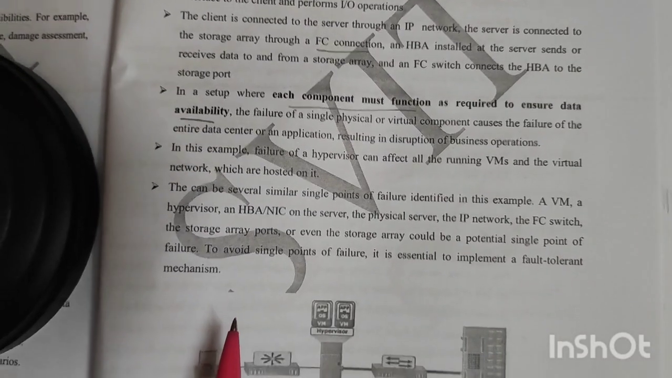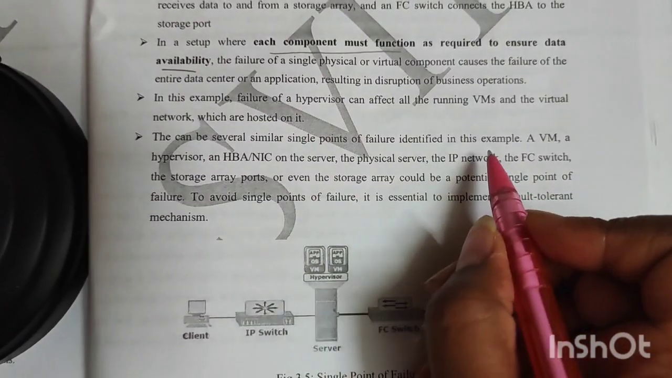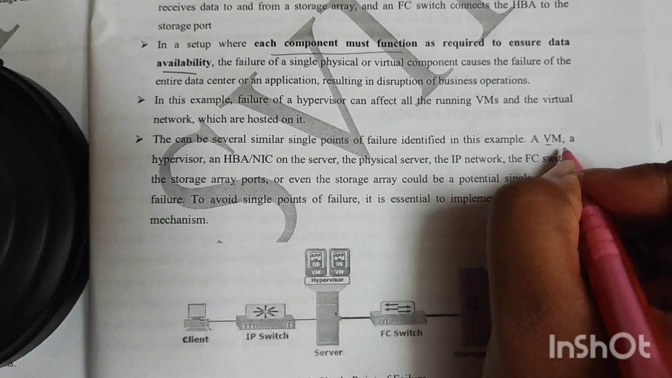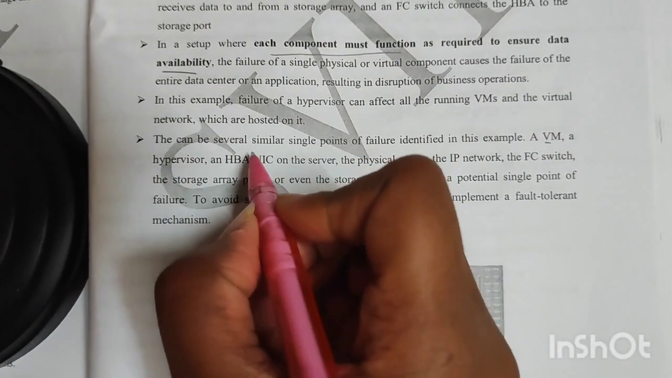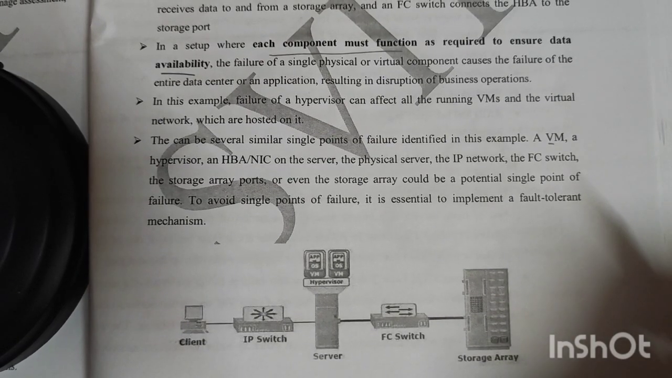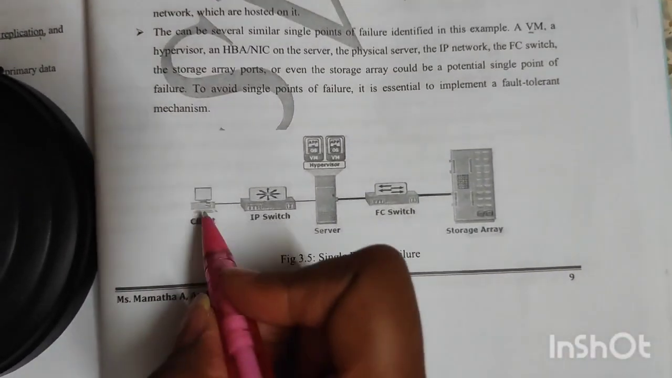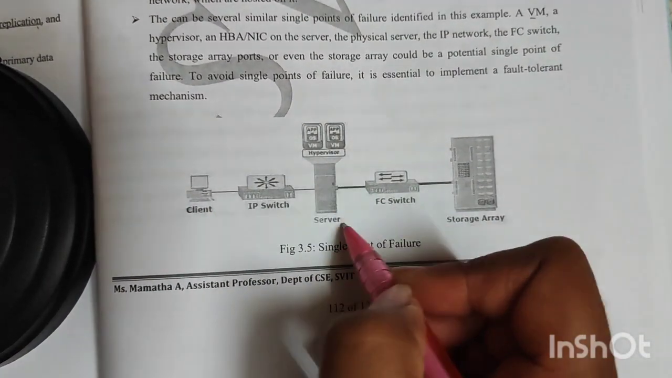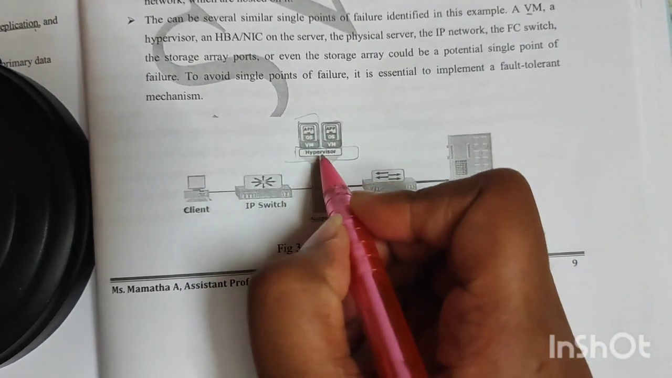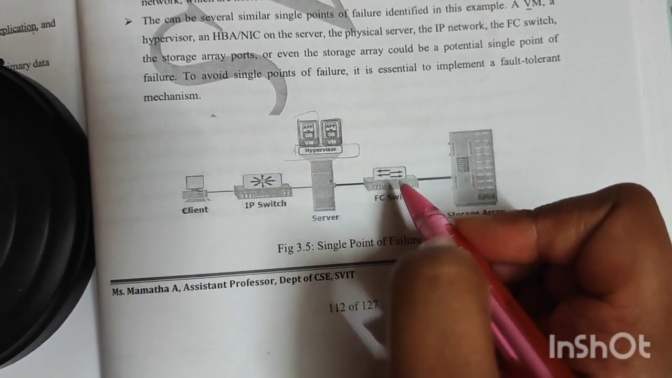How can you explain single point failure? Okay, so you have a VM, that is your virtual machine, and a hypervisor. You have an HBA controller or NIC on the server. So I'll explain the diagram and then you can write it in your own words. You have a client, you have an IP switch, you have a server. In the server, you always have to remember that you have a hypervisor, and then you have virtual machines. You can have many virtual machines which each have an OS and applications of its own. And then you have an FC switch and storage.